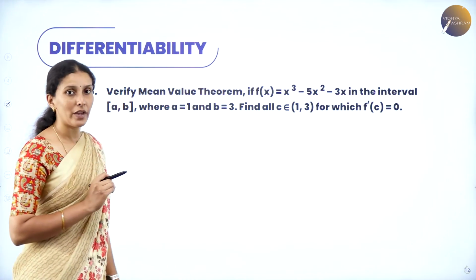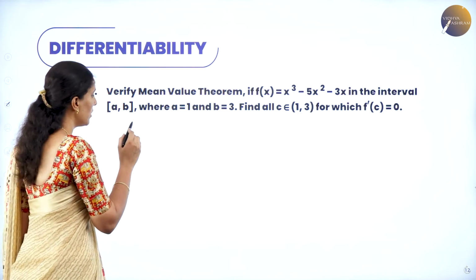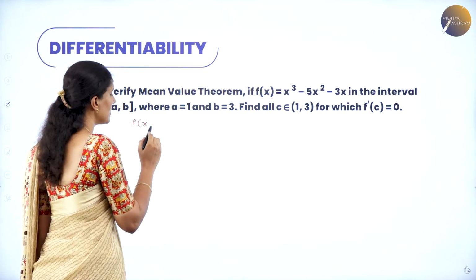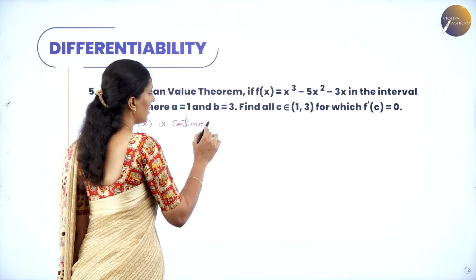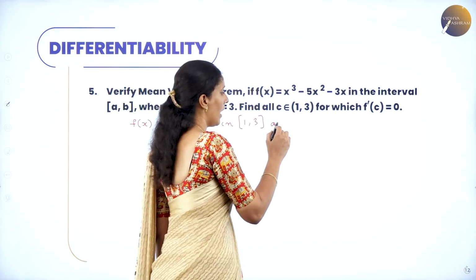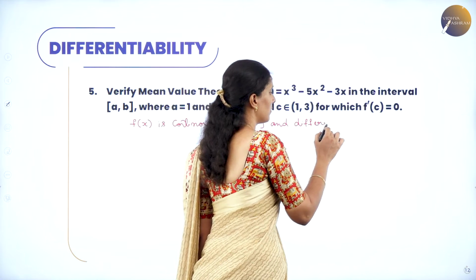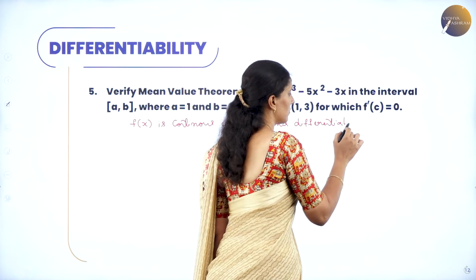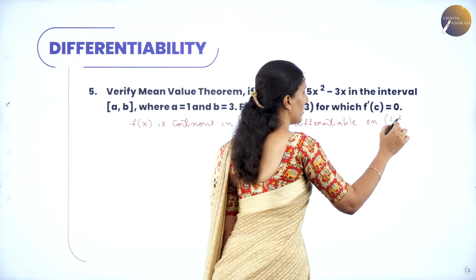Now first let us verify mean value theorem. So clearly it's a polynomial function. So therefore f of x is continuous. It is continuous in the interval 1 comma 3 and differentiable in closed interval 1 comma 3.